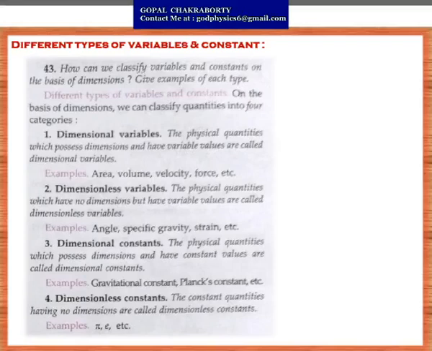Third one, dimensional constants. The physical quantities which possess dimensions and have constant values are called dimensional constants. As examples, gravitational constant, Planck constant, etc. And fourth one is dimensionless constants. The constant quantities having no dimensions are called dimensionless constants. For example, pi, e, etc.